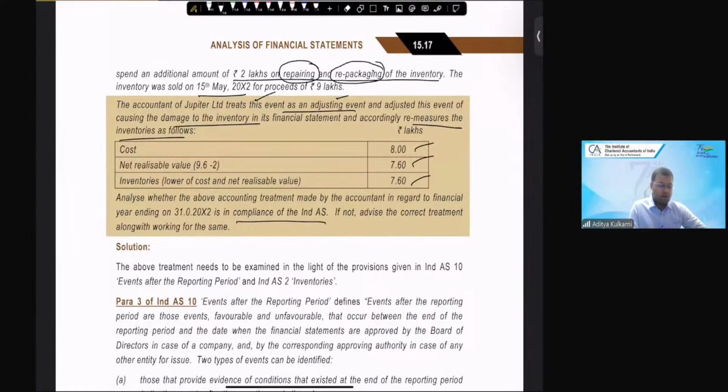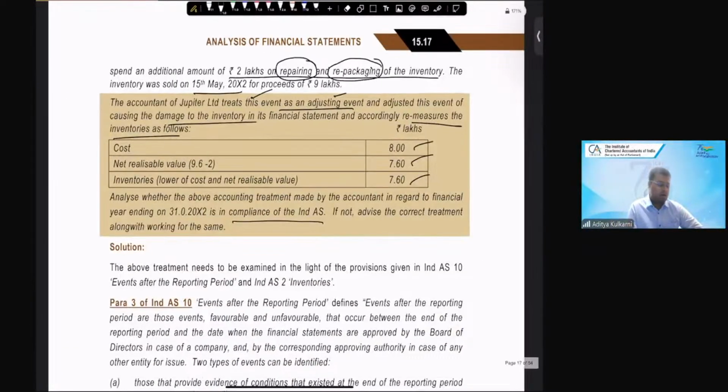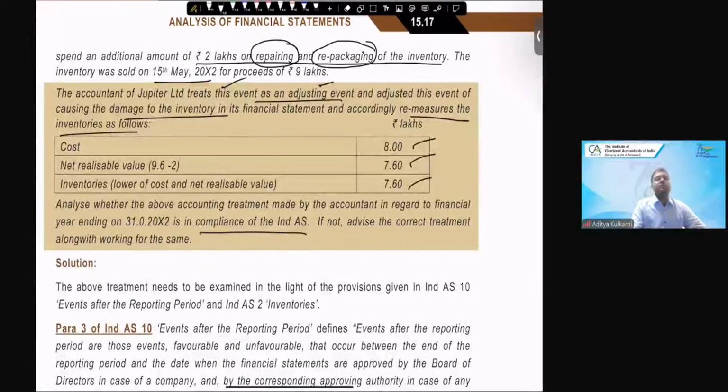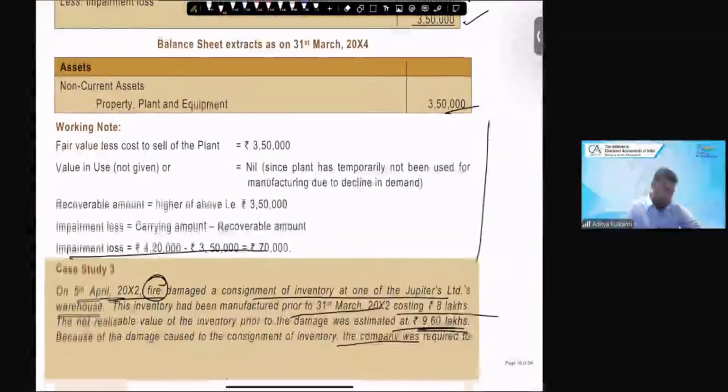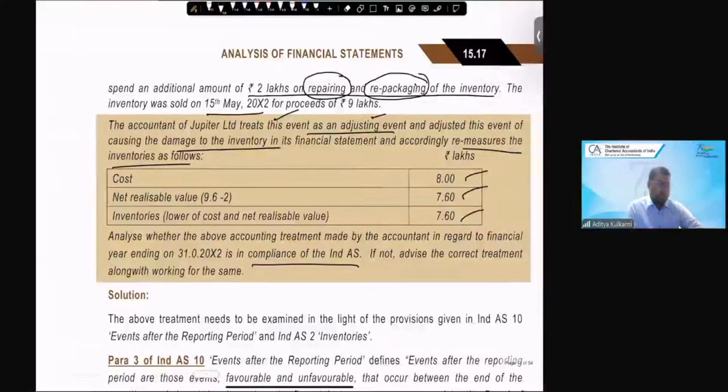So now tell me, what has the company done? The company has adjusted the value of inventory for the fire that happened on 5th April, which is after the balance sheet date. It should be a non-adjusting event. So the value should be the 8 lakh or the net realizable value 9.60, whichever is less. It should have been at 8 lakhs. That's right.